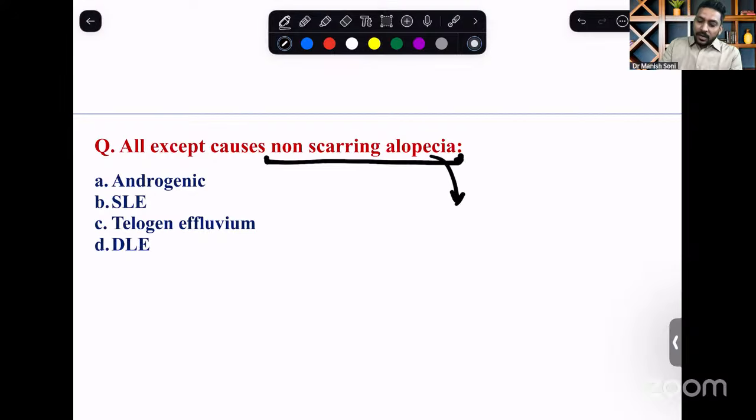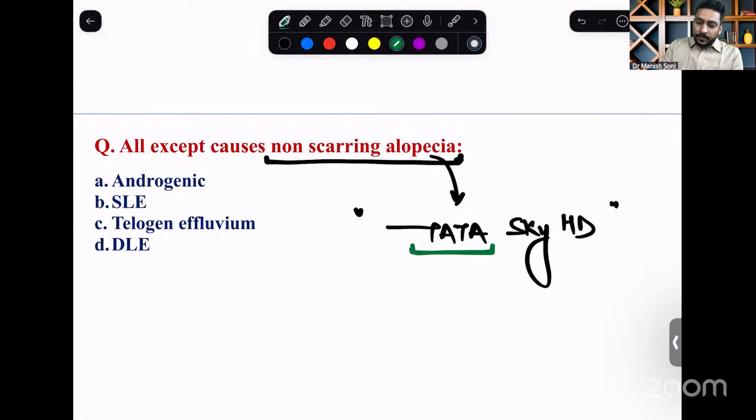Non-scarring alopecia generally occurs in those skin conditions which start with these alphabets. And remembering these alphabets is very easy because I am going to give you a mnemonic here. The mnemonic is Tata Sky HD. So Tata Sky HD, all those alopecias which start with alphabet A and T, like anagen effluvium, telogen effluvium, trichotillomania, alopecia areata, androgenetic alopecia, then traction alopecia, then non-inflammatory type of tinea capitis. All these are starting with A and T.